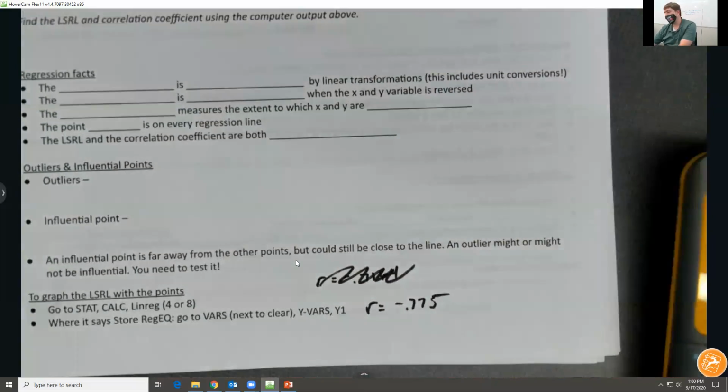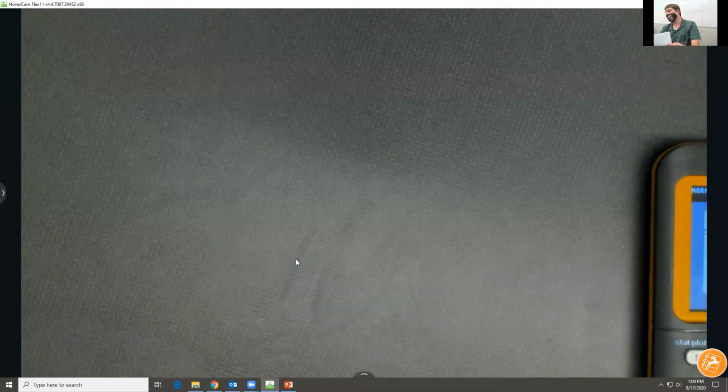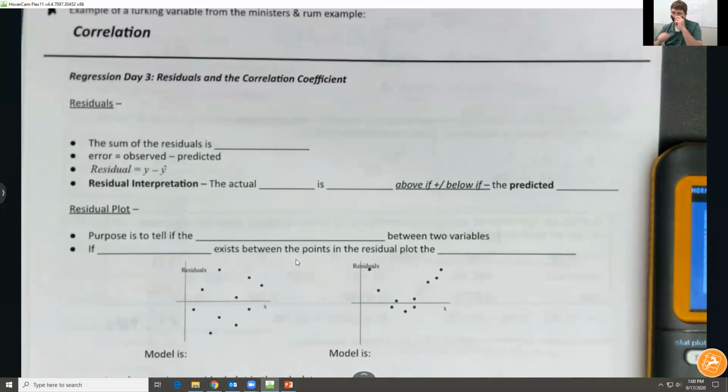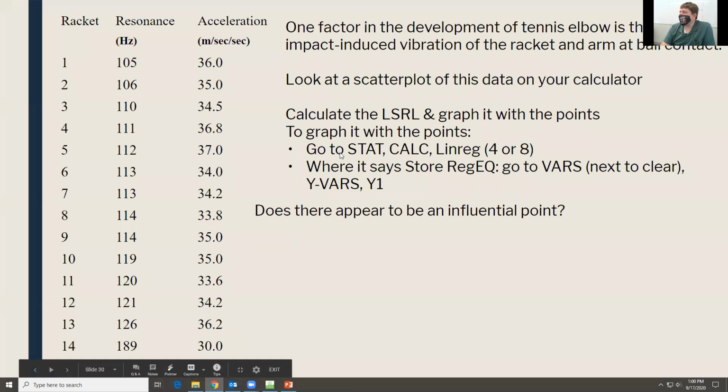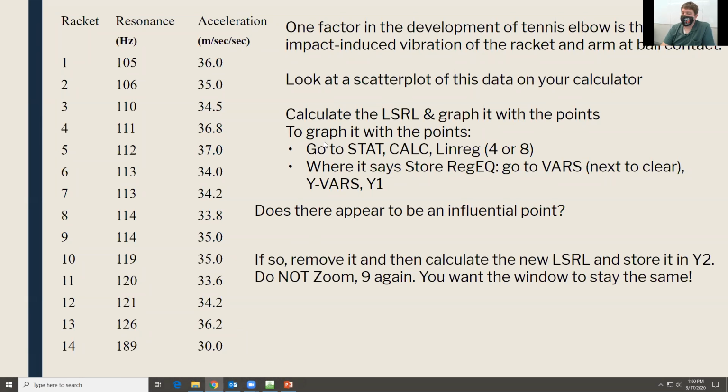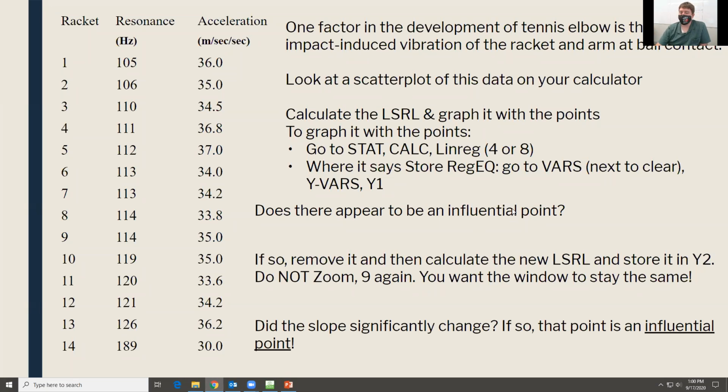So let me wrap this up on our notes part here, and then if you guys have any questions, you can stay and ask, and then if you don't, then I'll let you guys go here in just a second. All right, so does there appear to be an influential point? Obviously. Yep, we found out because we put it into the calculator. We did it with Y number 2, and we saw that the slope drastically changed. So we removed it. Did that cause my slope to change? The answer is yes. Okay.